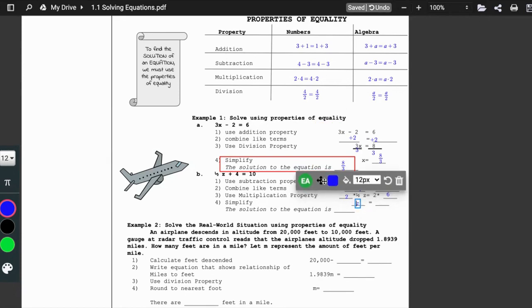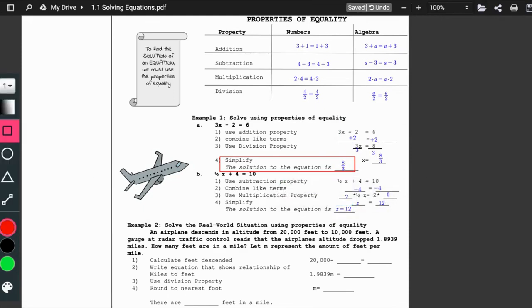And 2 times 6 is 12. So I actually am at my final answer now where I have z is equal to 12. So the solution to the equation is z is equal to 12. Again, boxing our answer. Hopefully I boxed the right thing this time. That'd make my life a lot easier. There we go.